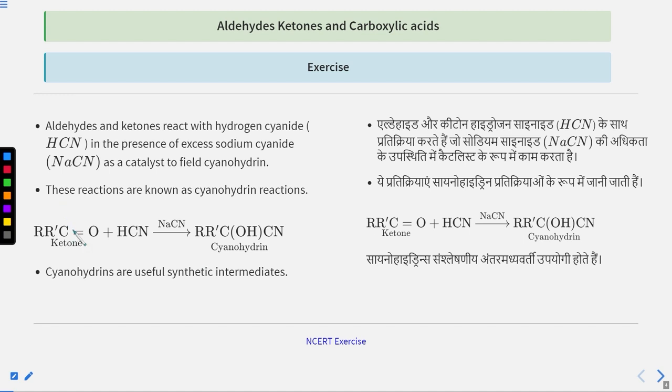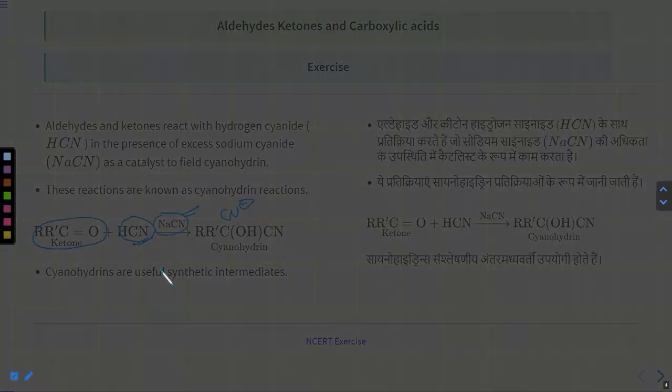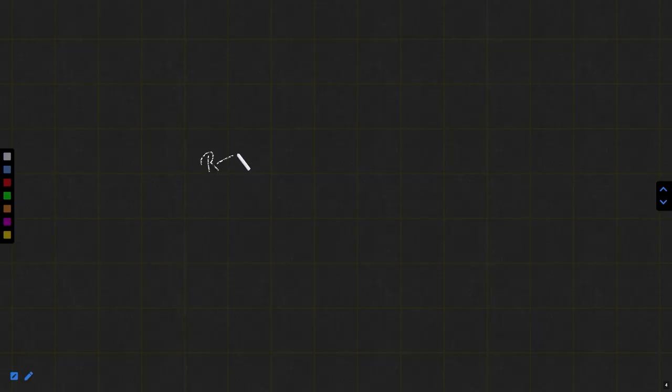For that we will have a ketone, and the ketone will react with HCN, right? When the ketone reacts with HCN and NaCN, the CN minus of this NaCN acts as the nucleophile, whereas this HCN is there for protonation. So NaCN, CN minus is for the nucleophilic attack, and HCN is here for the protonation. Why protonation?